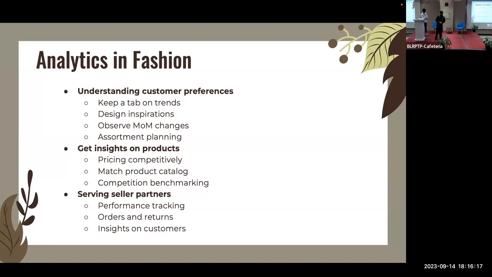Myntra also has business partners in terms of sellers who sell on the platform. They can track how good or bad their products are doing, how many orders they are receiving from certain pin codes, what is the nature of their consumers, and what the numbers look like on their returns. All of these metrics are important to serve both for Myntra as a business and for our business partners, which is why we need a system which can serve these aggregates at speed.